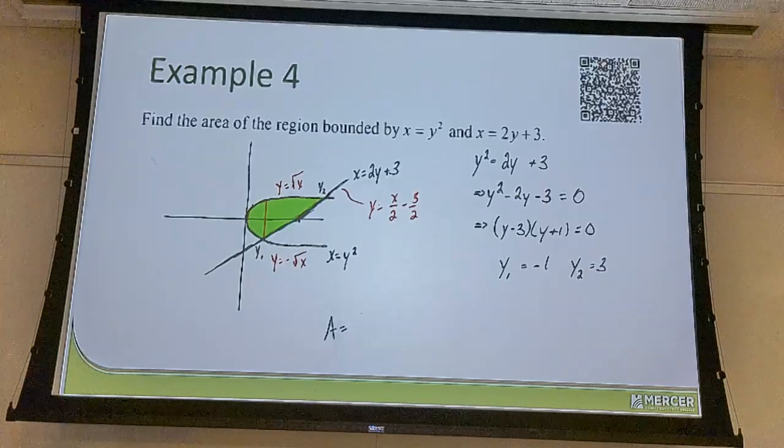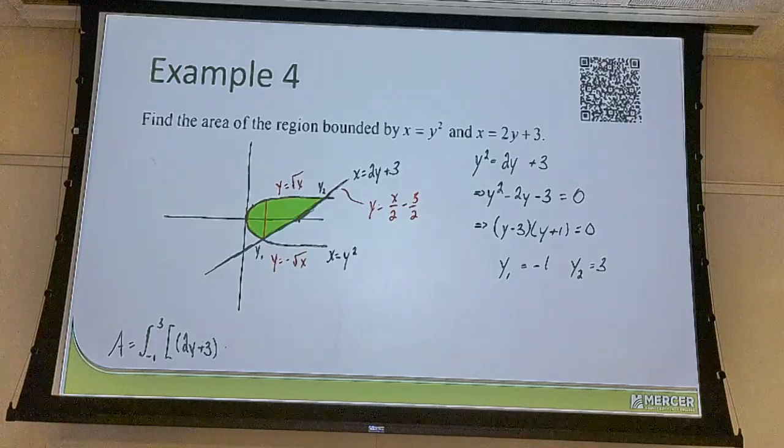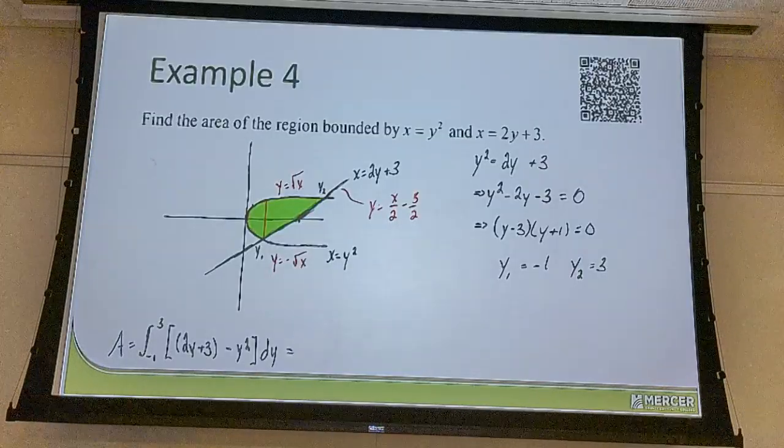What's the integral setup for the area? Yes, over here actually. So from the integral negative 1 to 3. The integral of 2y plus 3, that's up and down, minus y squared, dy. Can we still use fundamental theorem of calculus? Yeah.